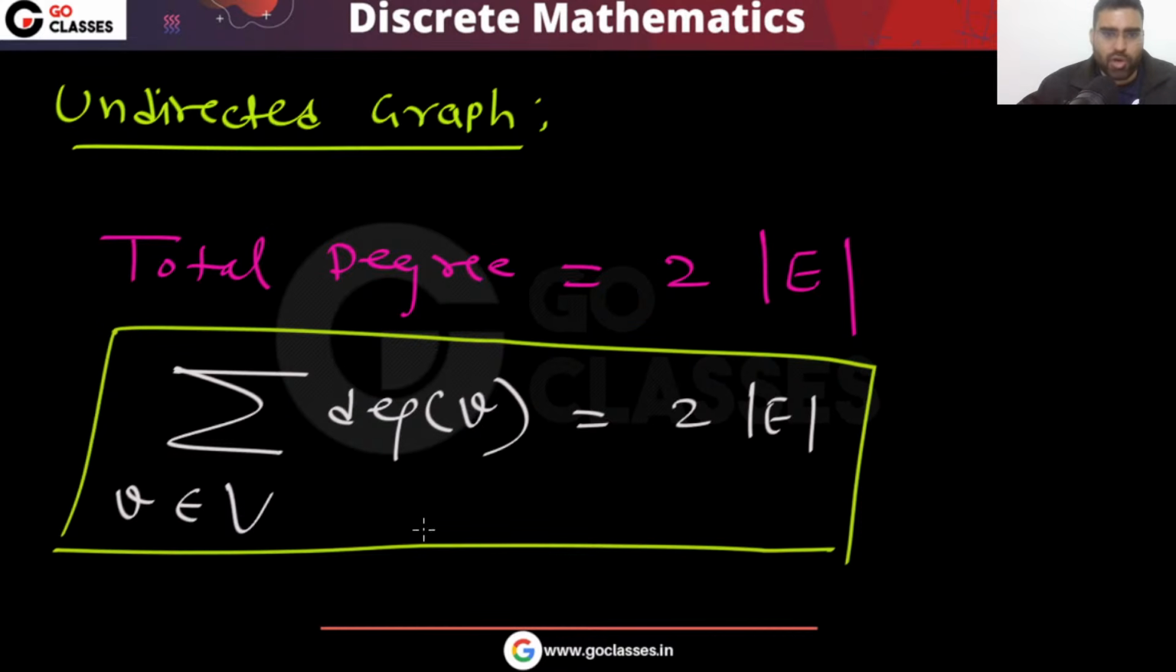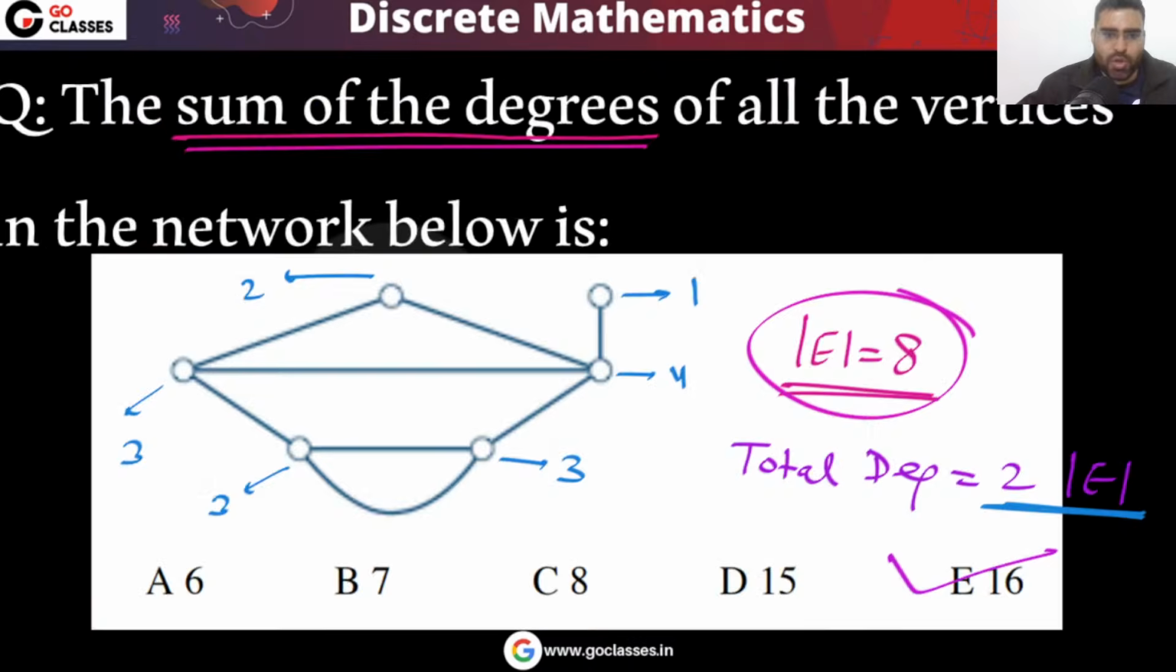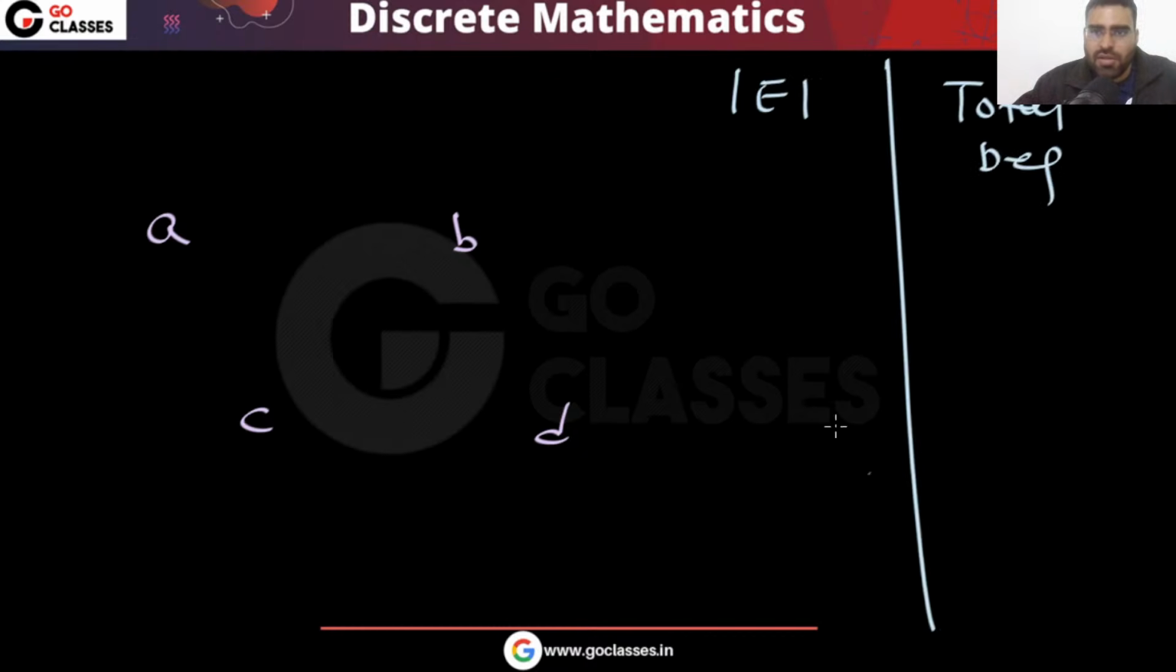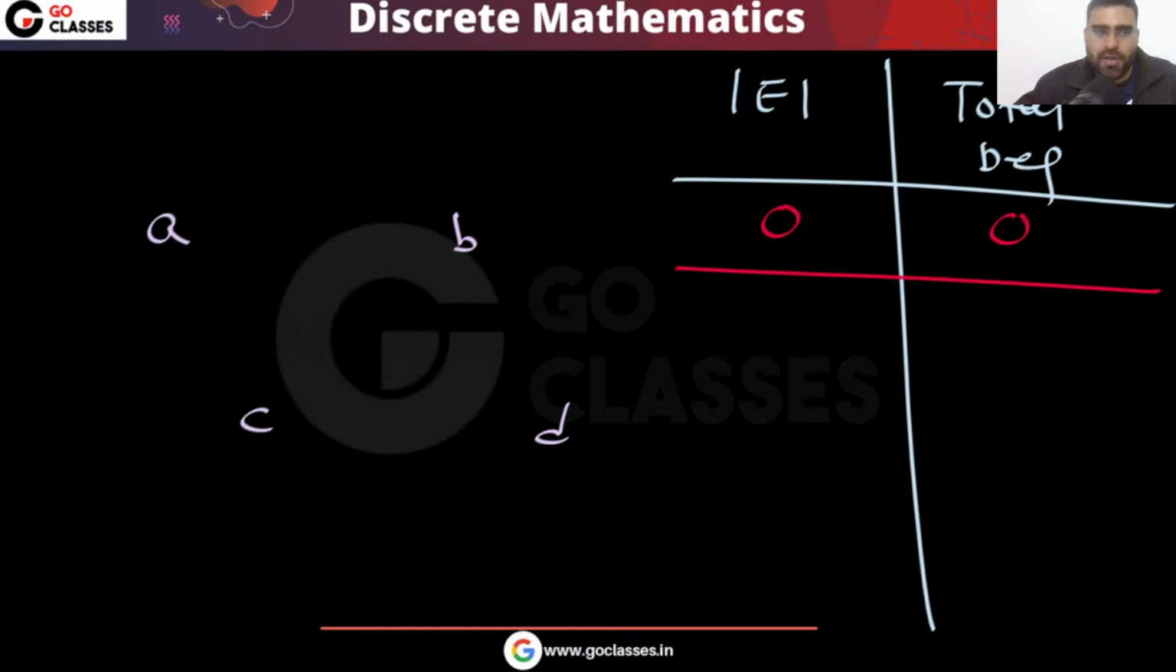Now why is this happening? What is the reason? The reason is very simple. Consider any undirected graph, consider this graph. Because of every edge, total degree will increase by 2. At this point of time, total degree is 0, right? Yes or no? Initially, number of edges is 0 and total degree is 0. Now tell me, if I add this edge, because of this edge, total degree will increase by 2. Yes or no?